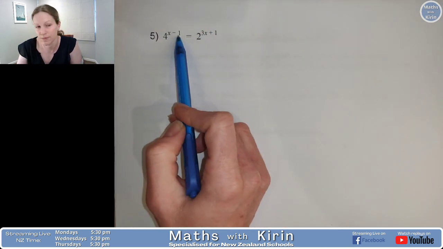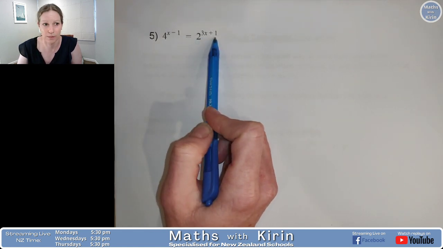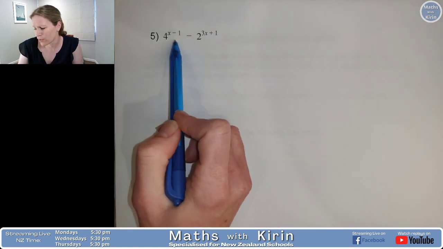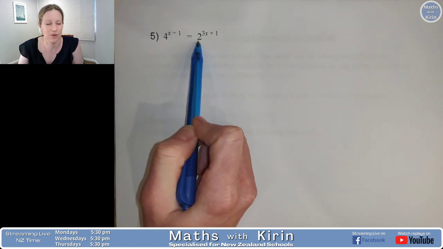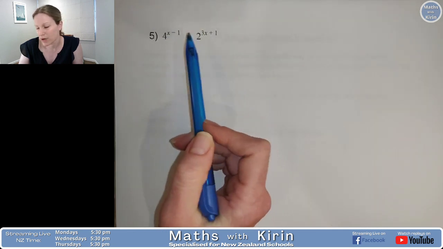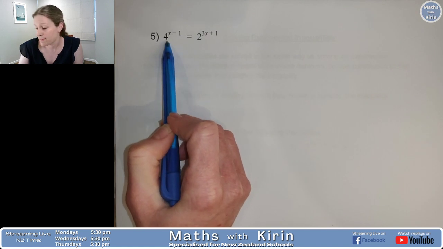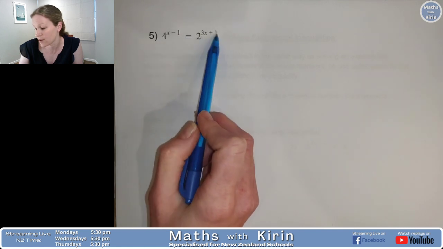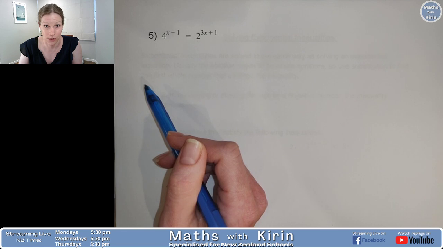We've got 4 to the power of x minus 1 is equal to 2 to the power of 3x plus 1. So what we actually want to do is rewrite this. Because these bases are different, we can't really do anything with our powers. But if we can get the bases the same, so this 4 to be a 2, then we've got the same base on both sides of the equal sign. And if those two things are equal, then our powers would therefore have to be equal, and we can create an equation and solve it.